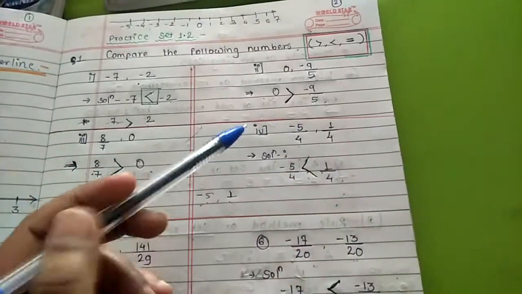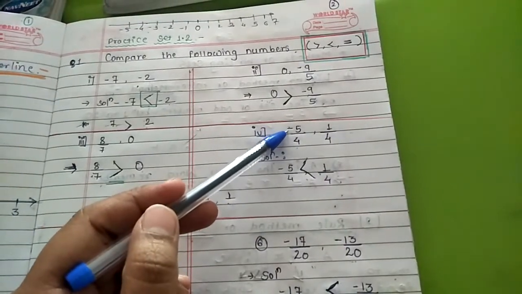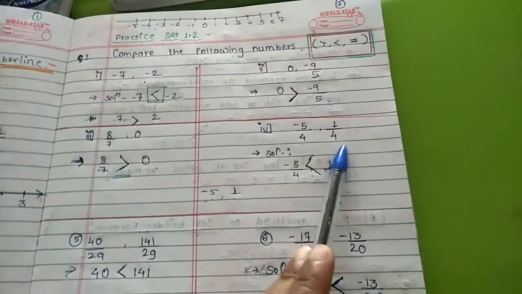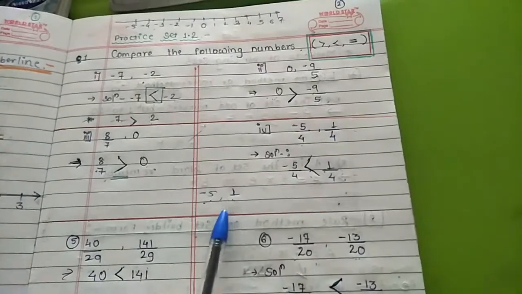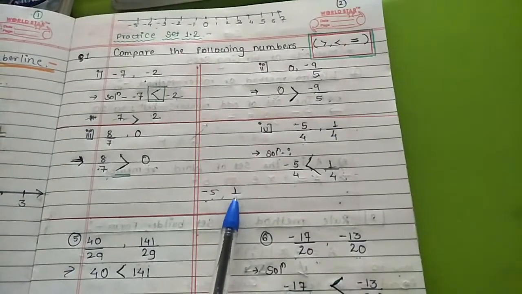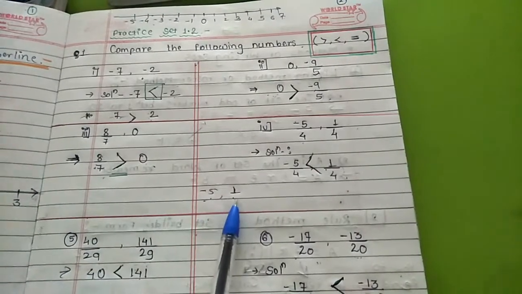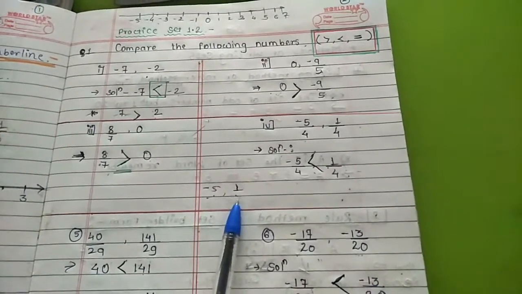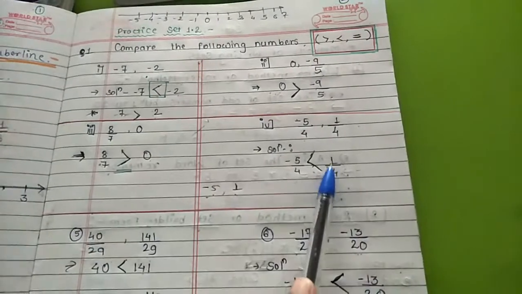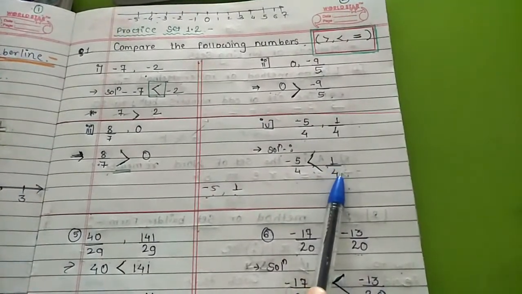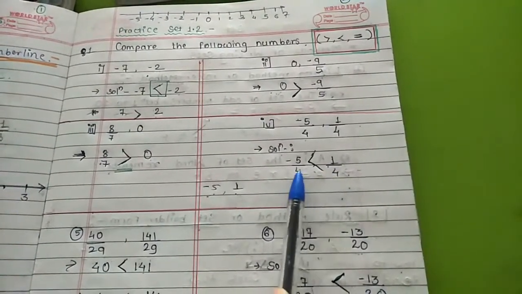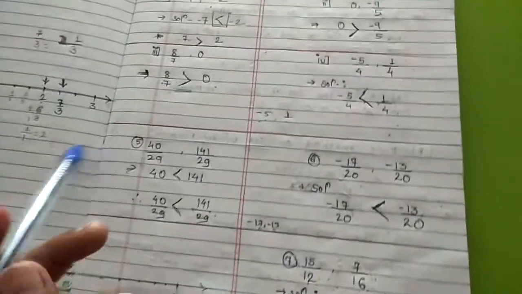So now just check the numerator. The first fraction numerator is -5 and the second one is 1. So -5 and 1, which number is bigger? 1 is a positive number and -5 is a negative number. A positive number is always bigger than a negative number. So 1 is bigger. So here we see that the rational number 1/4 is bigger than -5/4.